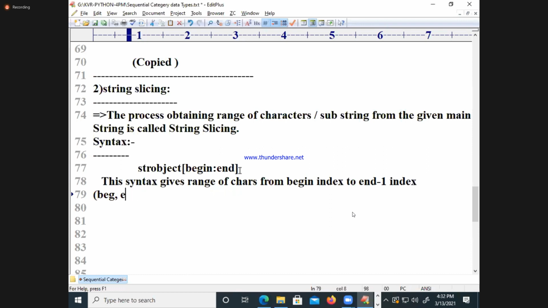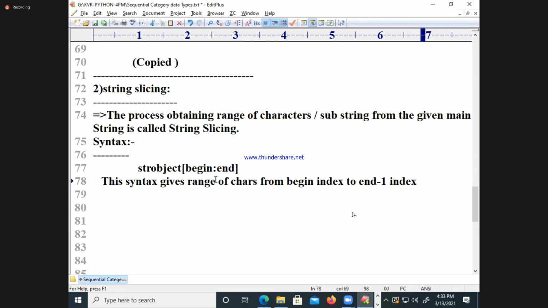Suppose if somebody is asking 0, 256, what values are coming? 0 to 255 is coming. It is a blind rule. Lower bound, upper bound. Lower bound is inclusive, upper bound is exclusive. Will you remember? Yes. So don't think that it is begin to end will come.